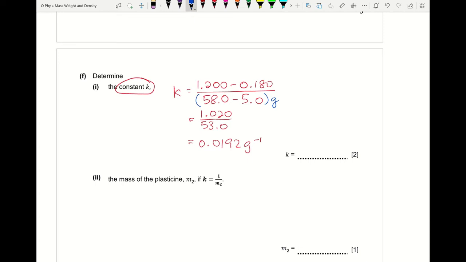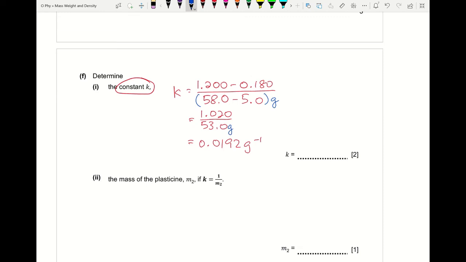Before you get your final answer, you must first apply the subtraction rule, which is in the numerator 3dp minus 3dp, your final answer will be 3dp as shown in 1.020. And your denominator 1dp minus 1dp, your final answer should be 53.0. So your denominator should have grams.